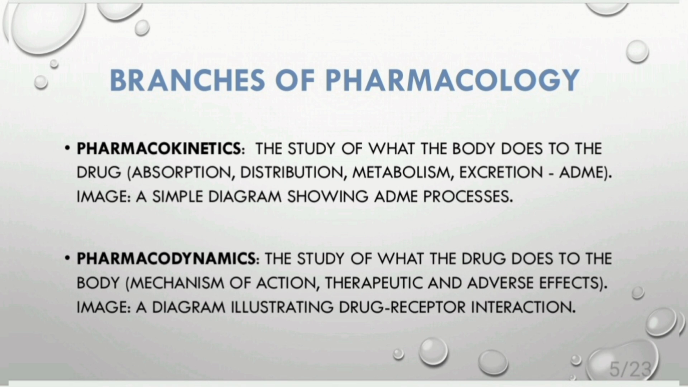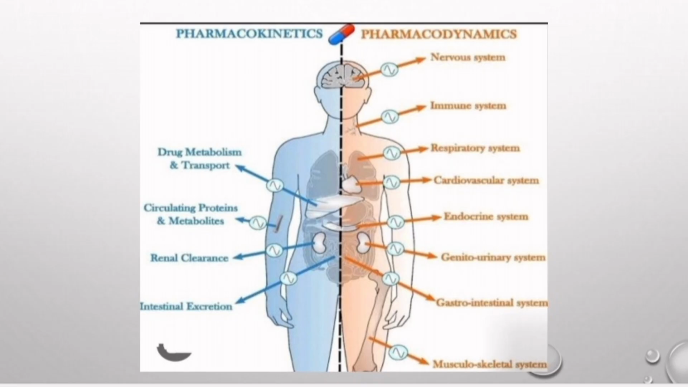And pharmacodynamics is the study of what the drug does to the body, that is mechanism of action. So pharmacodynamics is the study of physiologic effect of the drug on the body. Here in this picture we have explained what is pharmacokinetics and pharmacodynamics. So in pharmacokinetics, drug metabolism and transport, circulating proteins and metabolites, renal clearance and intestinal excretion come. And what comes in pharmacodynamics is nervous system, immune system, respiratory system, cardiovascular system, endocrine system, genitourinary system, gastrointestinal system and musculoskeletal system.